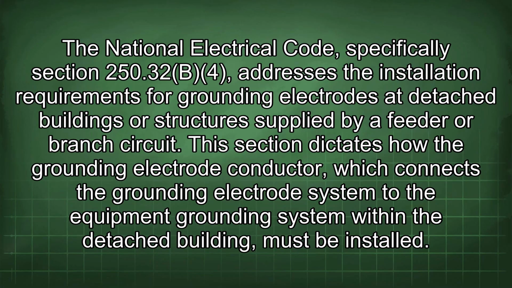The National Electrical Code, specifically Section 250.32(B)(4), addresses the installation requirements for grounding electrodes at detached buildings or structures supplied by a feeder or branch circuit. This section dictates how the grounding electrode conductor, which connects the grounding electrode system to the equipment grounding system within the detached building, must be installed.